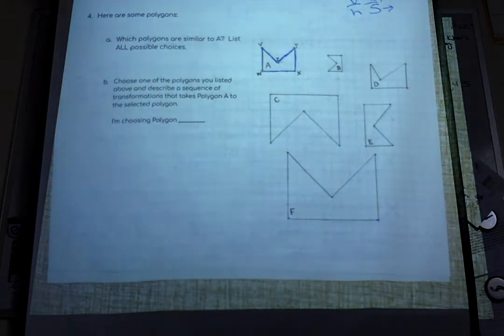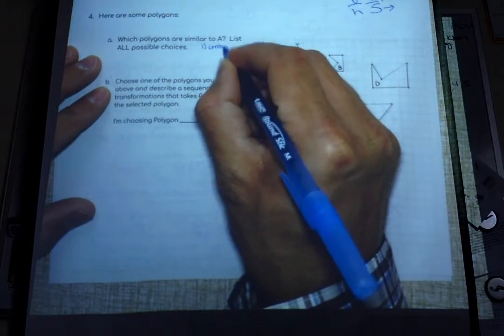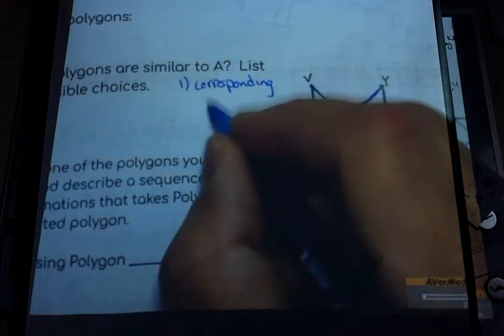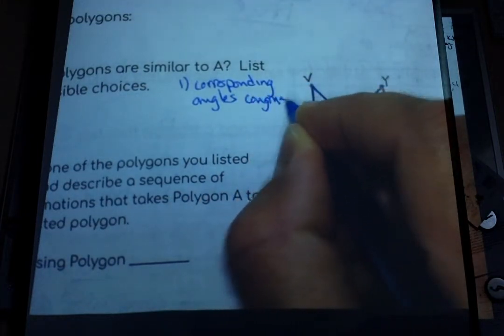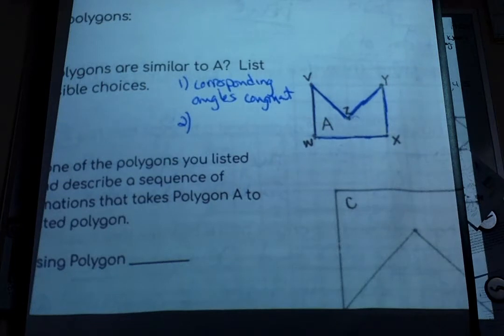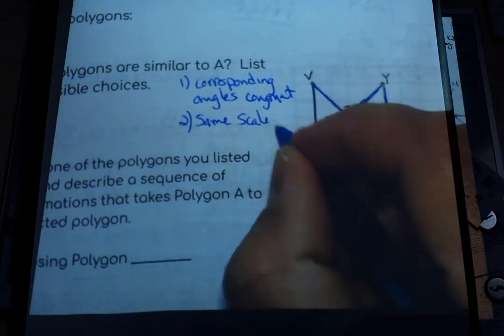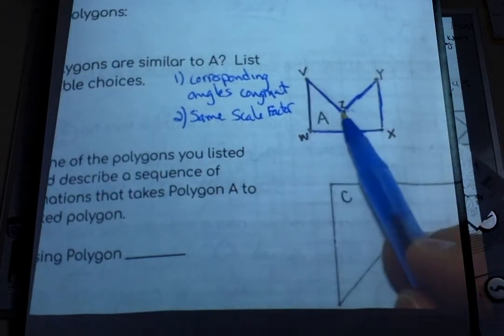All right. So what we need to do, when we're talking about similar figures, we need to have 2 things. We need to have corresponding angles congruent. That means equal. And the second thing, you need to have the same scale factor for all sides. So that means if we have a scale factor of 2, that means all side lengths have to be multiplied by 2.